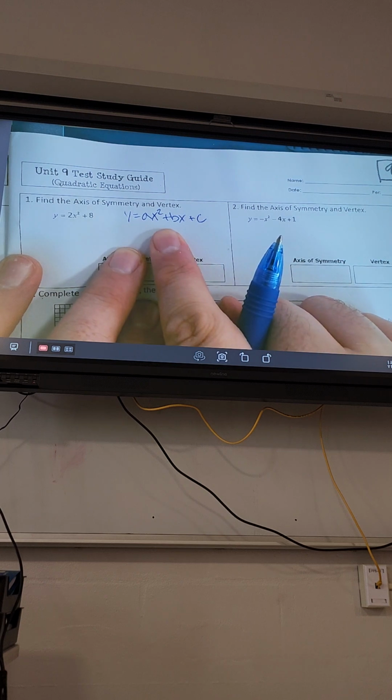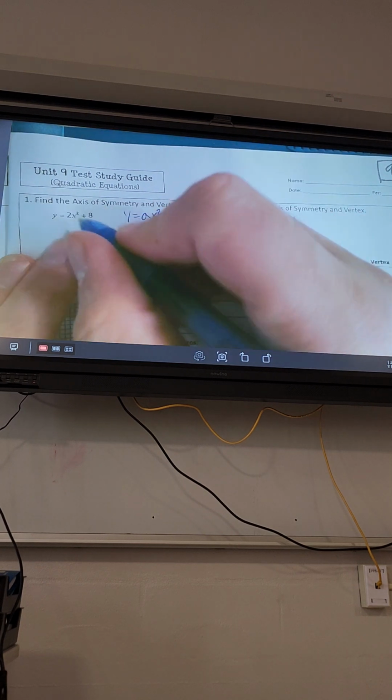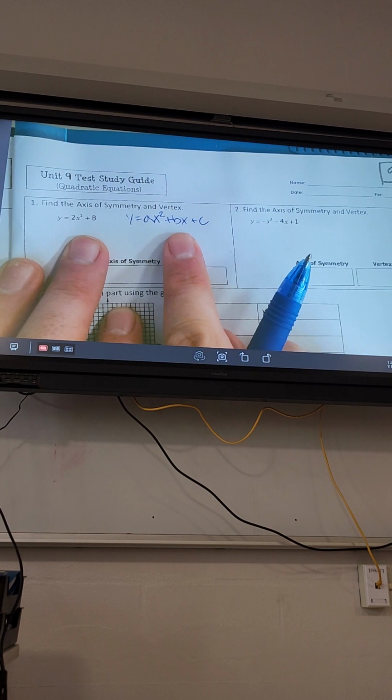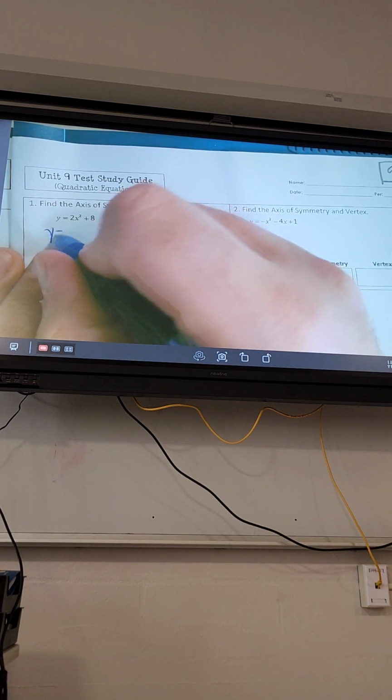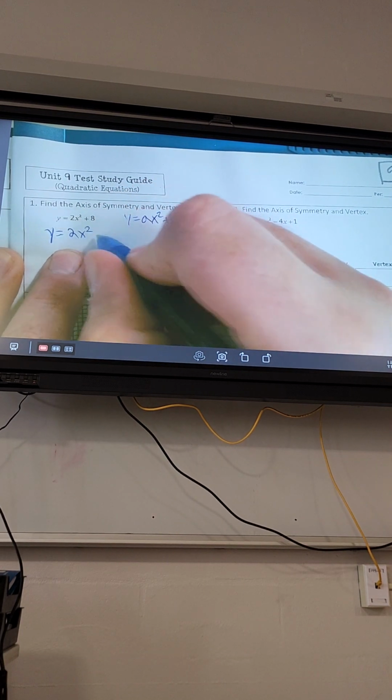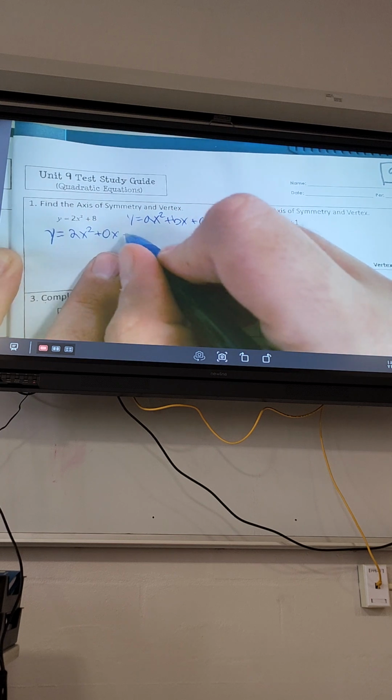Y equals ax squared plus bx plus c. Notice how we're missing something. Which one are we missing? We're missing the bx. So I'm going to rewrite this with 0x plus 8.